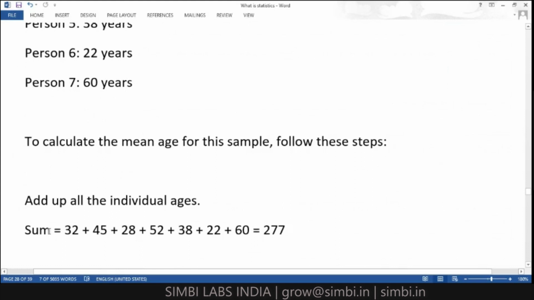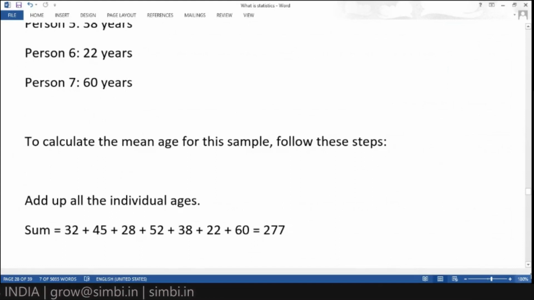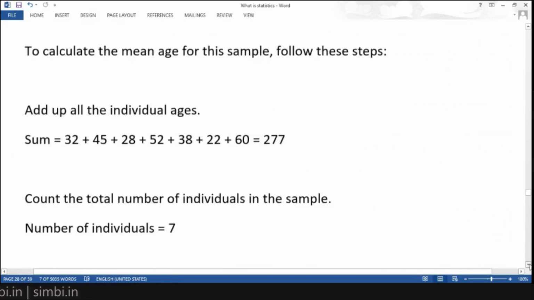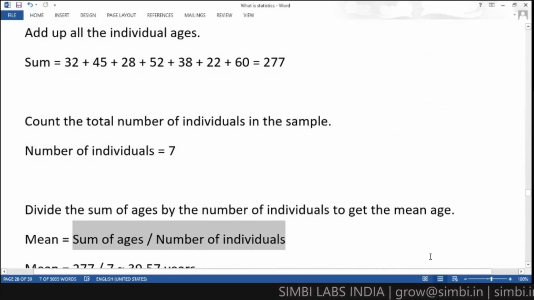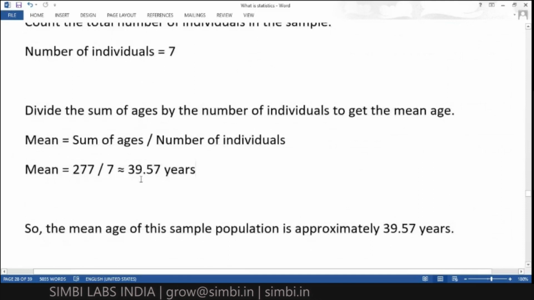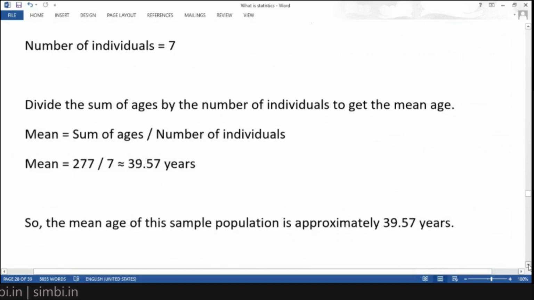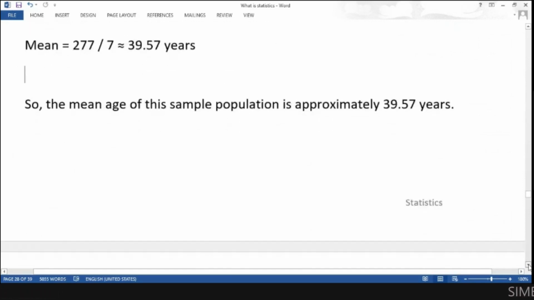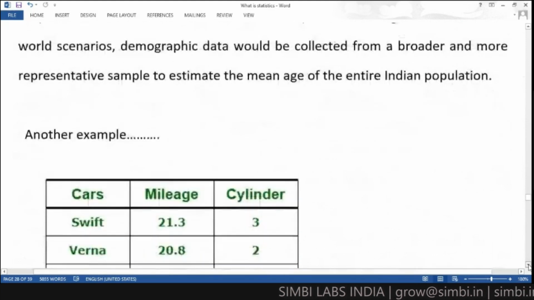The formula is sum. First of all, calculate all ages, that equals 277, and the total number of individuals is 7. So sum of ages divided by number of individuals. We divide that value, and we'll get 39.57 years. So like that, in so many examples we can use this mean formula to calculate the information.